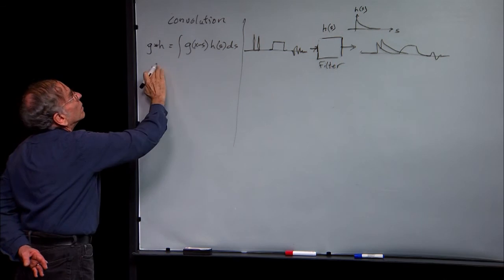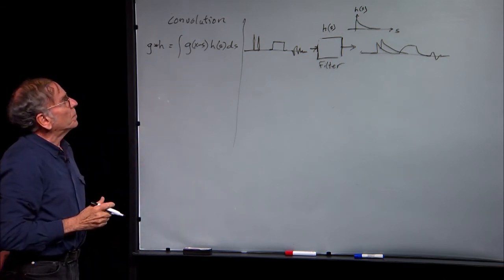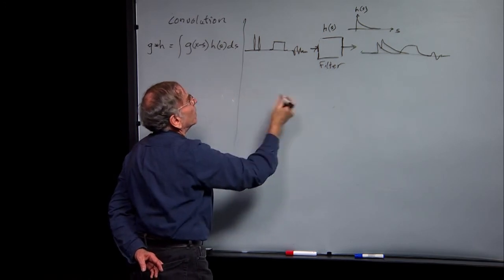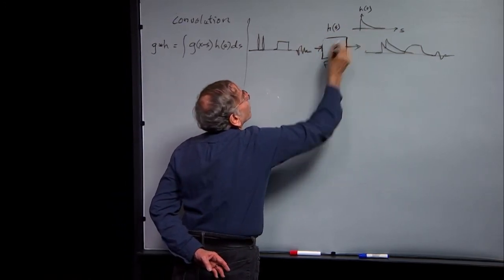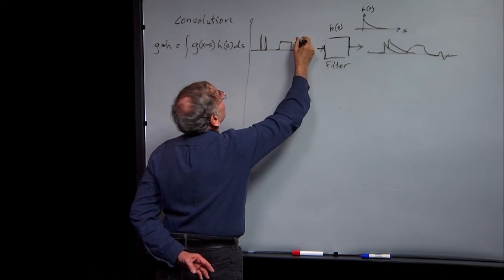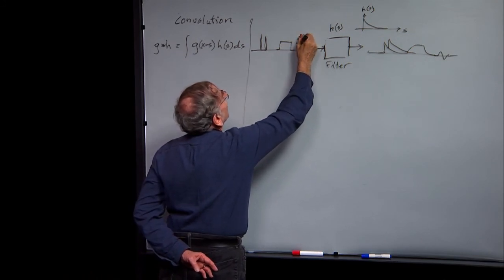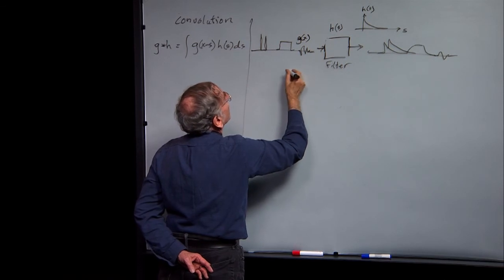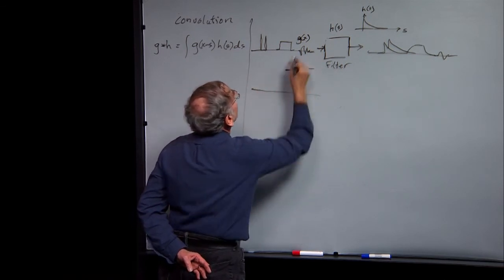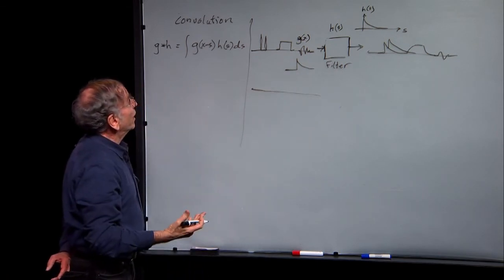And we can think about what this convolution operation does when we look at, say, this signal, and we look at our kernel h. If this is the input, we'll call this g of x, and our kernel looks like that. And here's our output function. How do we get the output function?